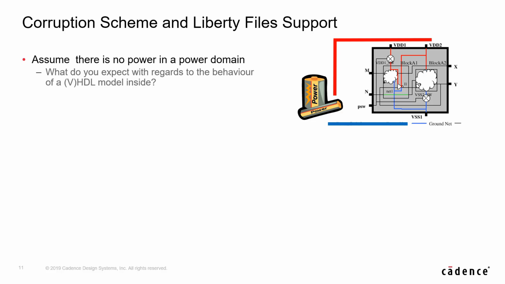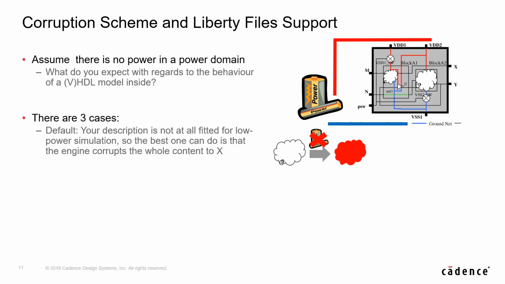Well, imagine your space, your nice register, your nice memory. What do you expect us to do? I would say that there are three cases. By default, we can assume your description is not at all fitted for low power simulation. So what we will do by default is that whenever the power domain in which your block is located is off, we will corrupt the whole contents to X. That means, you see, my white box was transformed to red, meaning that everything is corrupted to a specific value.